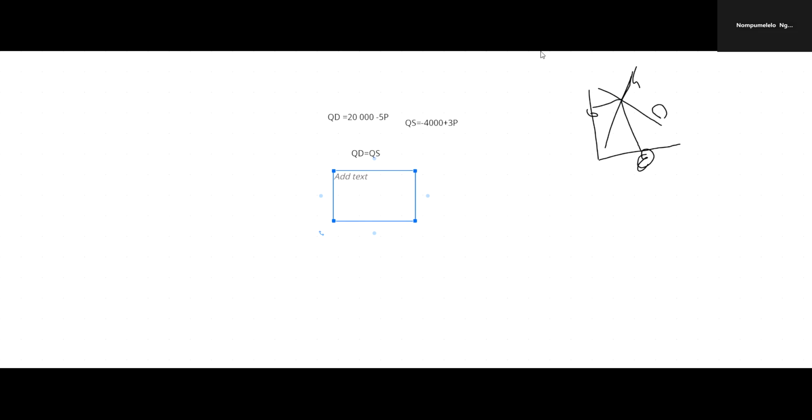So this 8 will cancel this 8, because 8 divided by 8 is 1. Then you are left with p over 1, which is the same as p. And then this side, 24,000 divided by 8 will give you 3,000. So your final answer will be p equals 3,000.